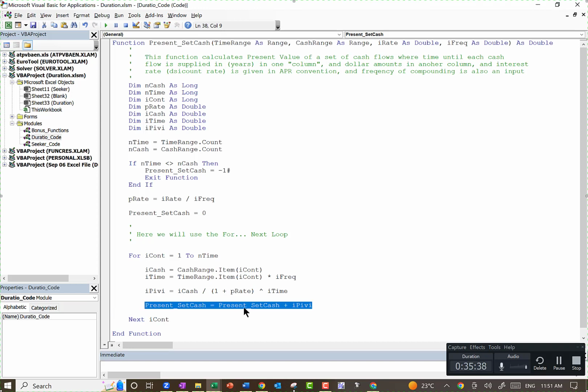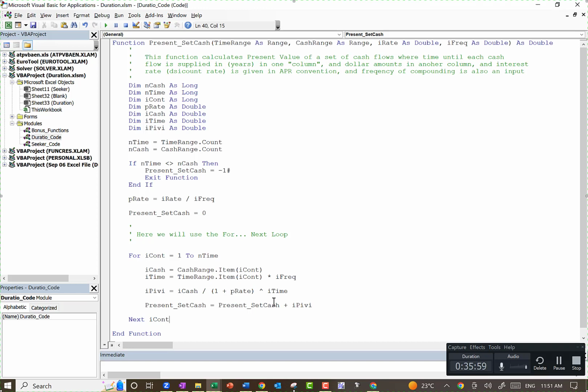Do not view this statement as an equality, okay? That equals is not an equality operator. Because if it was, for this equation to be true, IPV had to be 0, right? That equal sign over there is called an assignment operator.